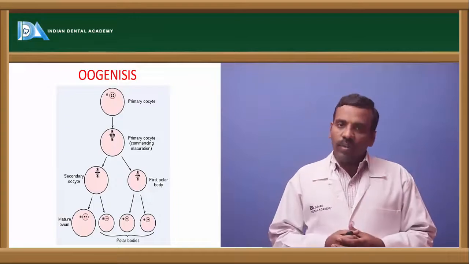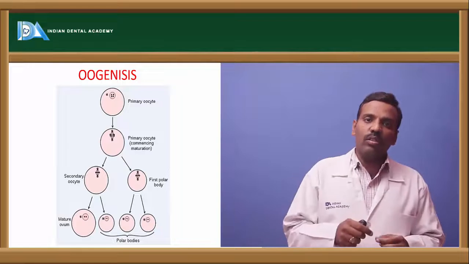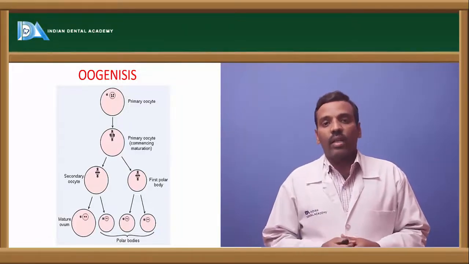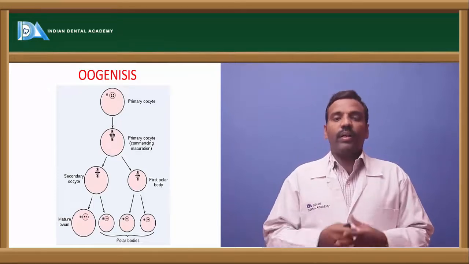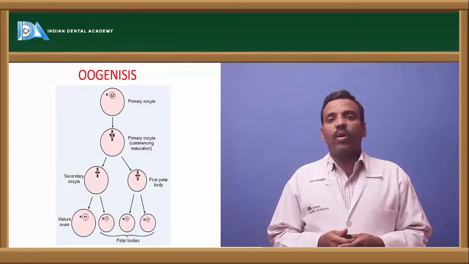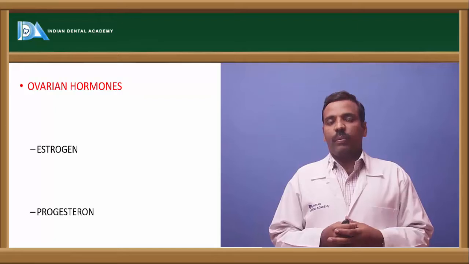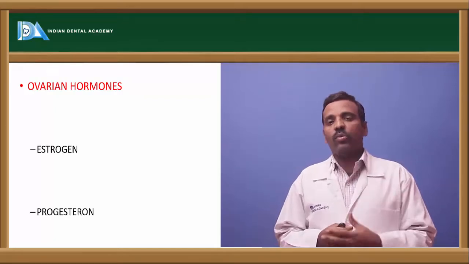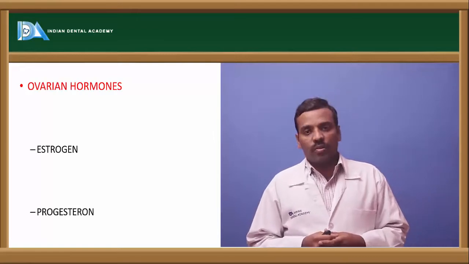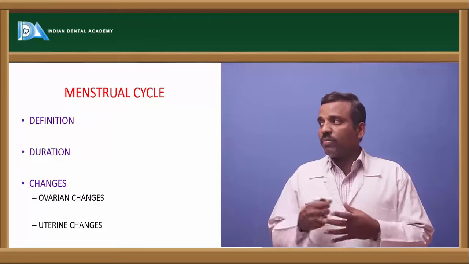And for oogenesis and every process and development, it requires reproductive hormones, or sex hormones. The female reproductive hormones are produced by the ovaries. A pair of ovaries produces two types of hormones: one is estrogen and another one is progesterone. Okay, and next, the menstrual cycle.